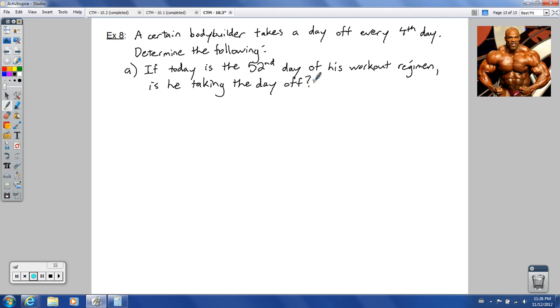So basically we think of day 0 as a day off, and then day 1 he's working out for 3 days. So day 1, 2, 3 he's working out, and then day 4 he takes a day off, and then days 5, 6, 7 he's working out, day 8 he takes a day off. We don't want to count all the way up to 52. If I change this to like his 186th day of the workout regimen, we wouldn't want to count that all up. This is where something like modular arithmetic comes in very handy.